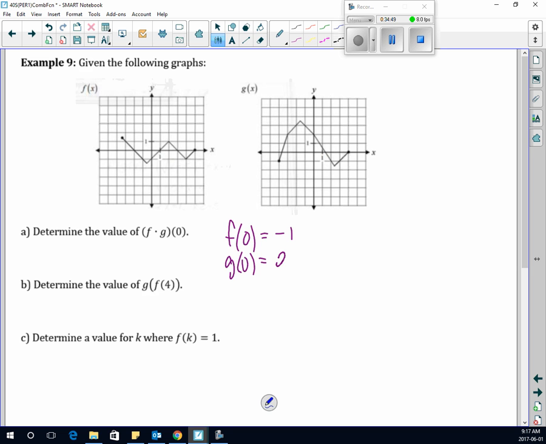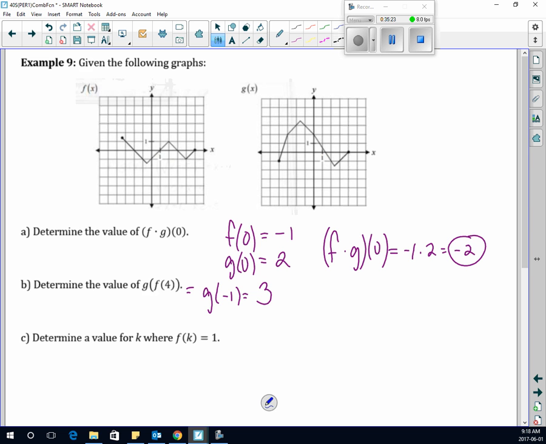2. So f times g of 0 would be negative 1 times 2, which is negative 2. Did anybody get negative 2? Okay, so now we need to find g of f of 4. So the first thing we need to find is f of 4. So 4 goes in. What comes out? 1, 2, 3, 4. Negative 1. So then I have to find g of negative 1. Negative 1 goes in. What comes out? 3.